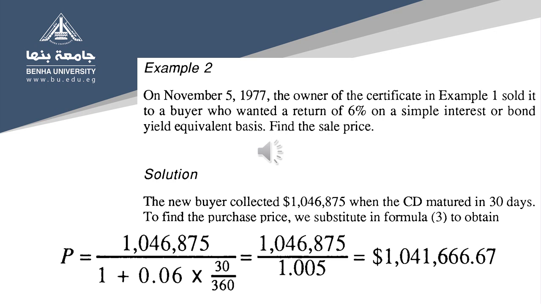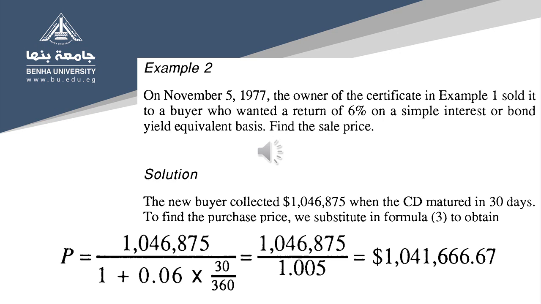So we have the value of S, the amount, and we must divide it by 1 plus R, 6%, multiplied by the time. What is the problem of the time? You must notice how we calculated the time.